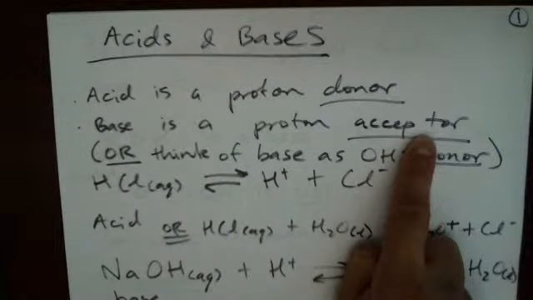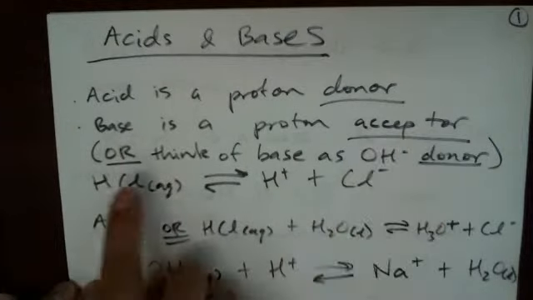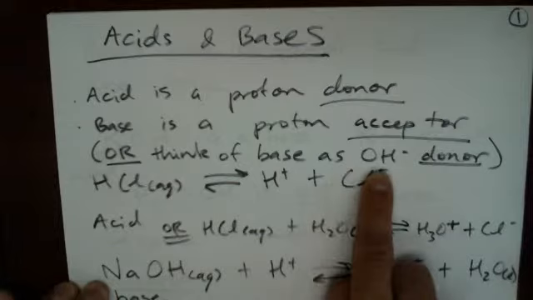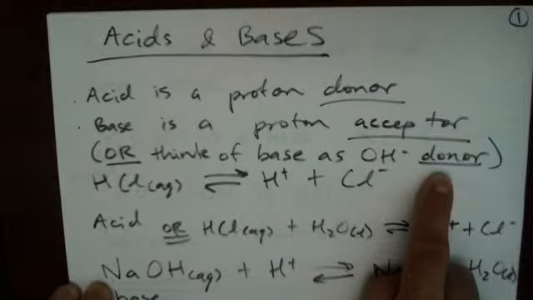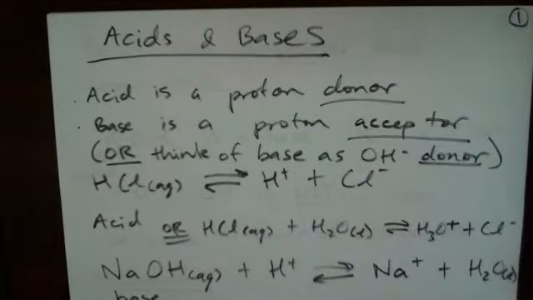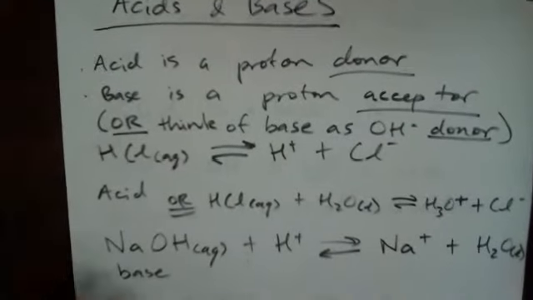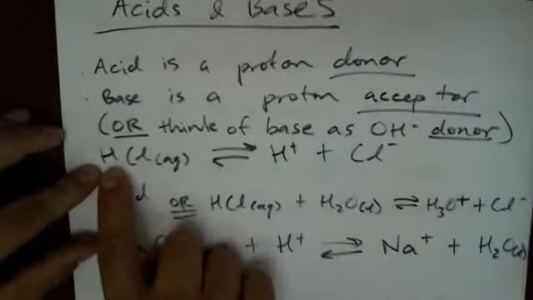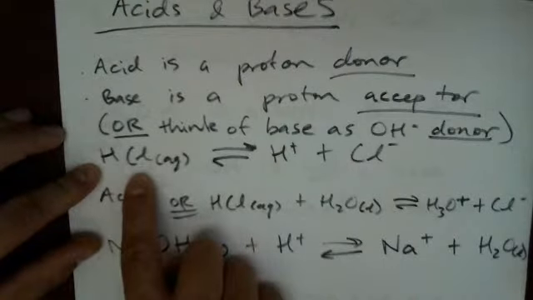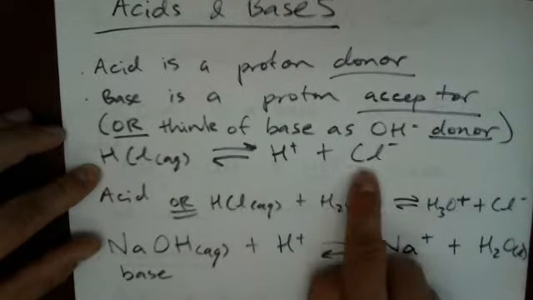That's a strict definition of proton acceptor, but often I like to think of it as an OH minus donor. So a base is either something that accepts a proton or something that donates a hydroxide. Hydroxide being OH minus. An example of an acid would be hydrochloric acid, HCl. It splits up into H plus and Cl minus.